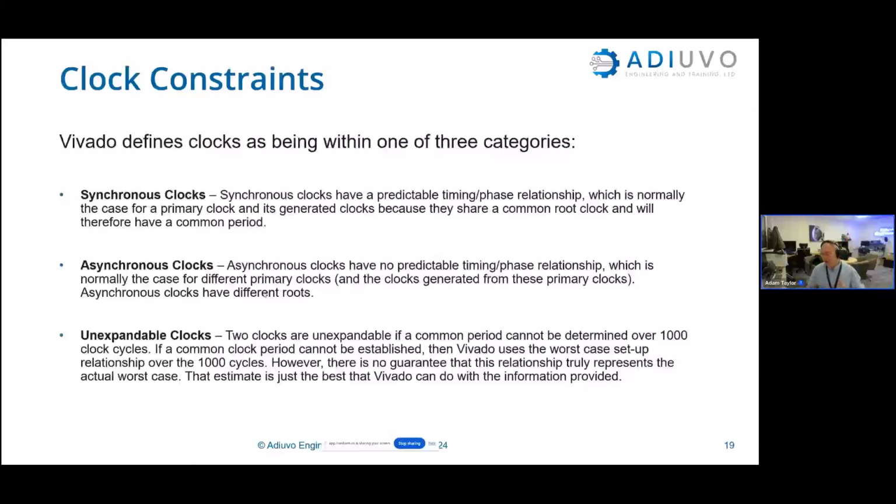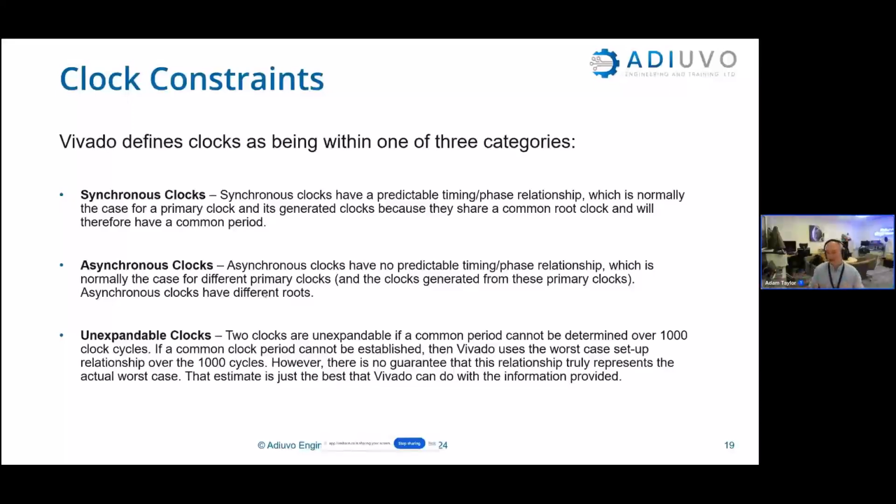Now, along with the primary, the generated, and the virtual clocks, Vivado also defines clocks as falling within one of three categories. So we can have a synchronous clock. These are clocks that are going to have a known phase relationship. So if we take a 100 meg clock and divide it to 50 megahertz, there's a known phase relationship there. We can find that relatively easily, and because they can share a common root clock, Vivado can safely do that timing analysis.